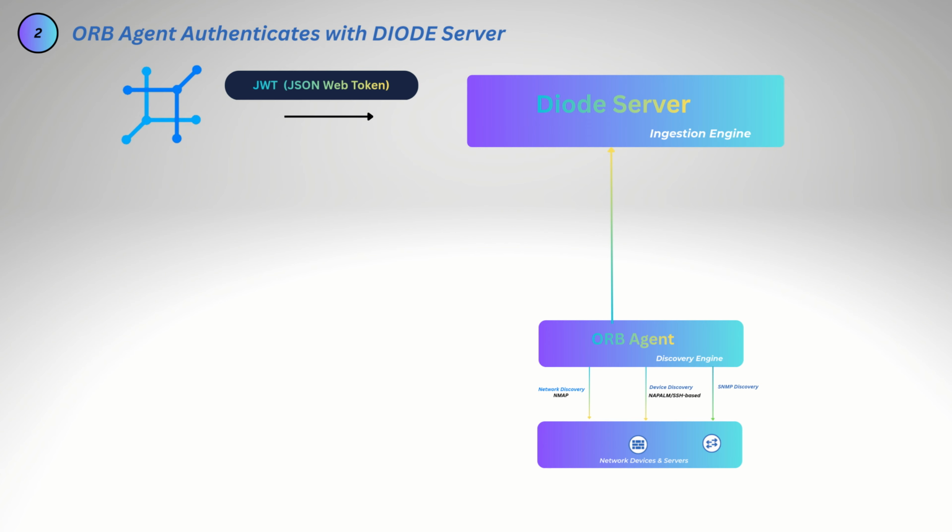This token says, yes, this is a legitimate client. Here is a token that proves it, and this token is valid for 1 hour. The DIODE server receives this token and caches it. Now DIODE says, okay ORB agent, you are authenticated, I can accept your data. So the bottom line is this token is used to validate the ORB agent's identity. If the token is valid, which is 1 hour, DIODE will continue to accept data from the ORB agent without having to revalidate every single time. After 1 hour, DIODE requests a fresh token from NetBox.